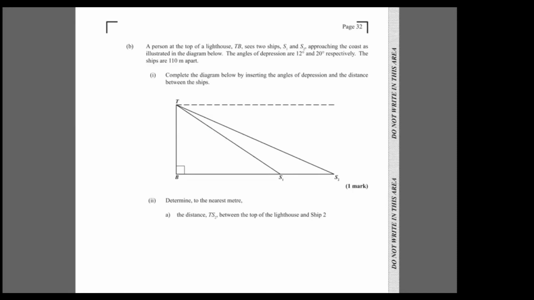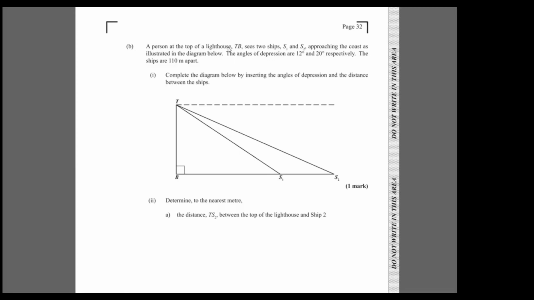All right, now the next part. It says a person at the top of a lighthouse TB sees two ships S1 and S2 approaching the coast as illustrated in the diagram. The angles of depression are 12 degrees and 20 degrees respectively. The ships are apart by 110 meters. Complete the diagram below by inserting the angles and the distance of the ships. So they tell us the angles of depression are 12 and 20.